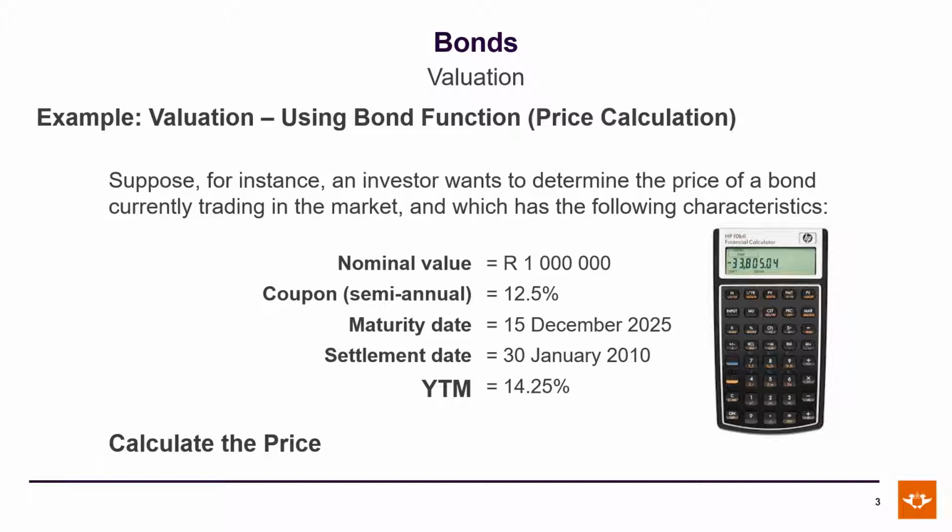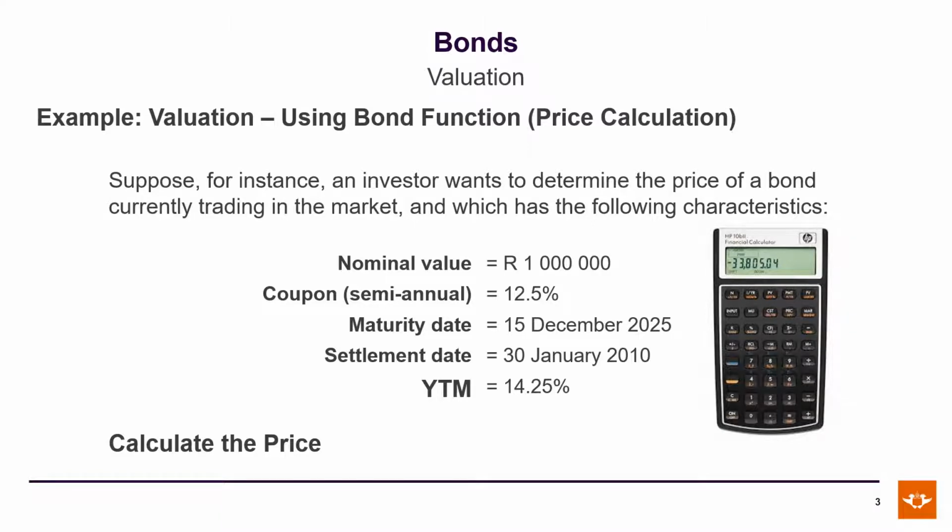We have an investor who wants to determine the price of a bond currently trading in the market, which has the following characteristics. Its nominal value is R1,000,000. It has a semi-annual coupon of 12.5%. It matures on the 15th of December 2025, and its settlement date, or the date it was bought, is the 30th of January 2010. It has a yield to maturity of 14.25%, and we need to calculate the price.